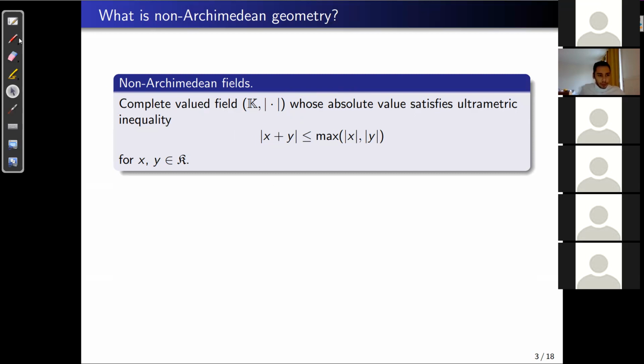Before going on to some examples, I'll just write something here, which is that if you have a complete valued field whose absolute value does not satisfy this ultrametric inequality, this is called the Gelfand-Mazur theorem.